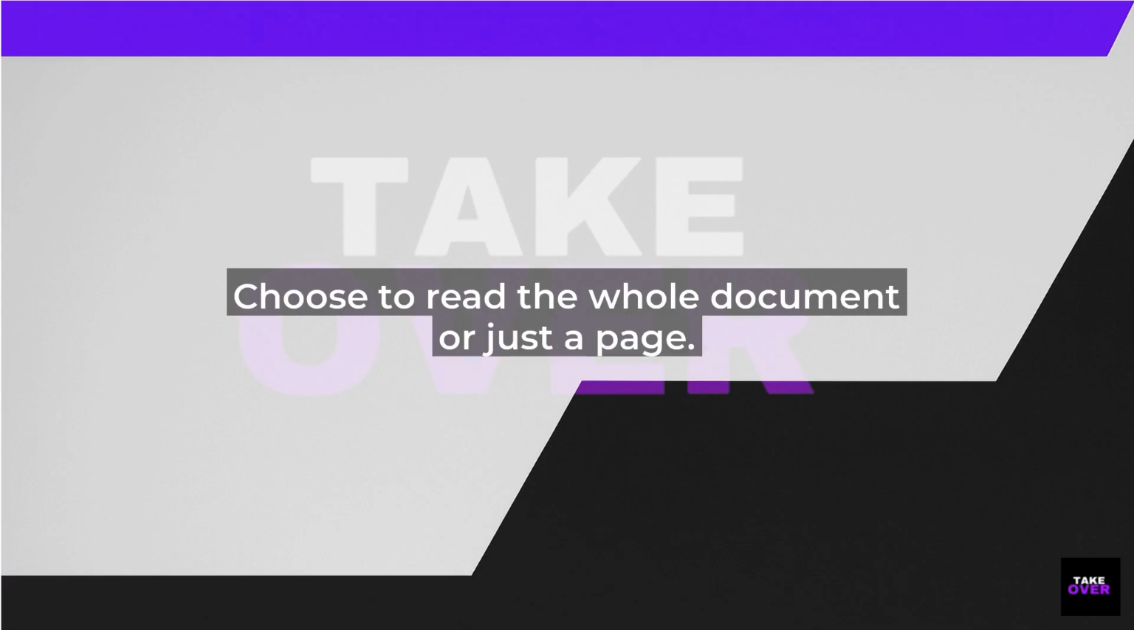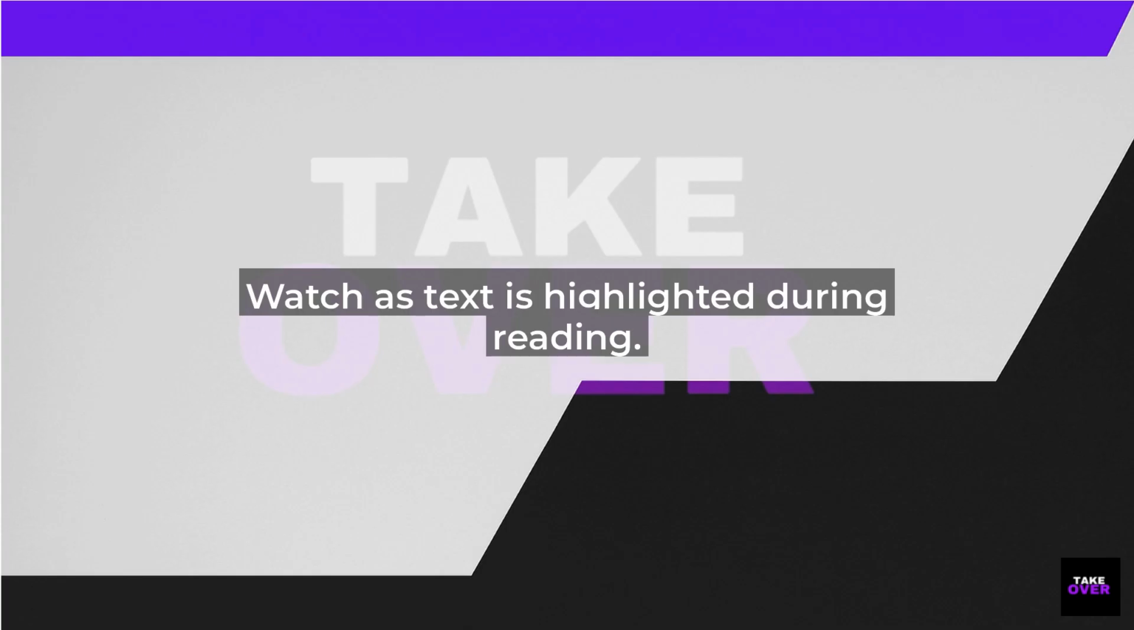As the text starts reading aloud, you'll notice it's highlighted on the screen, which makes it easier to follow along. You can control the playback too. Just go back to the Read Out Loud menu to pause, stop, or even adjust the reading speed for a faster or slower pace.